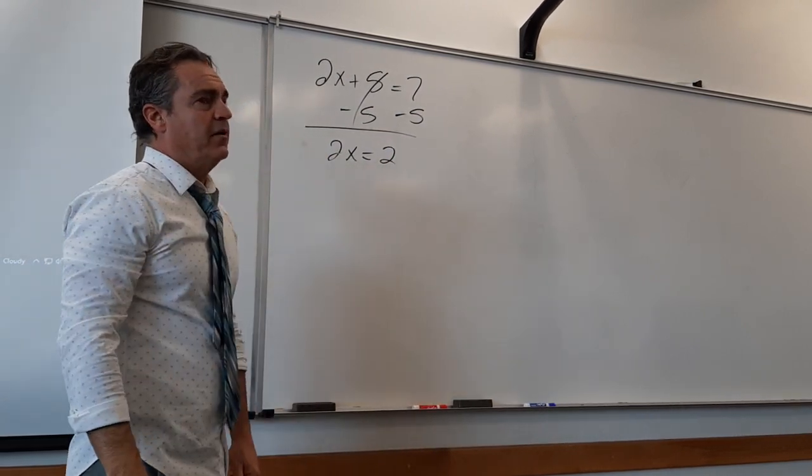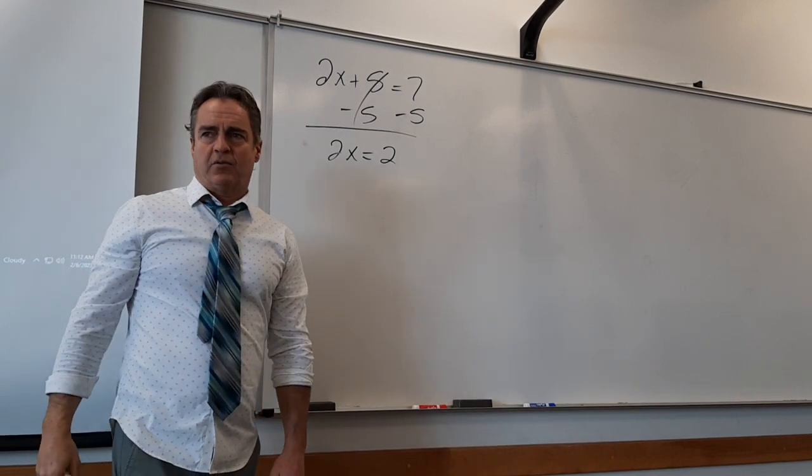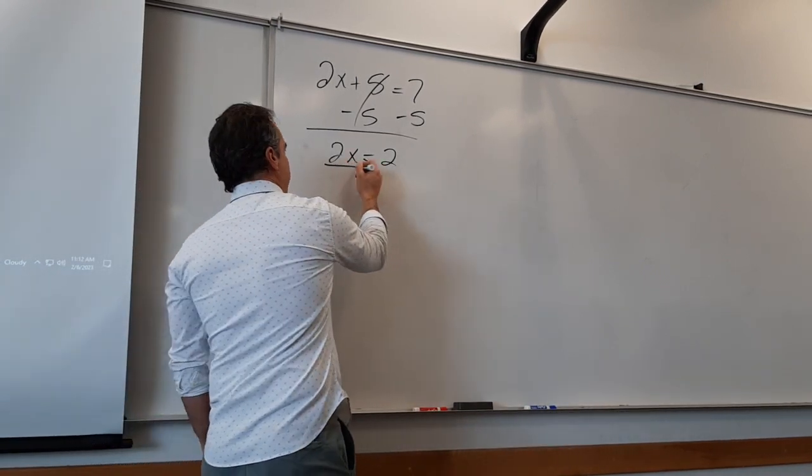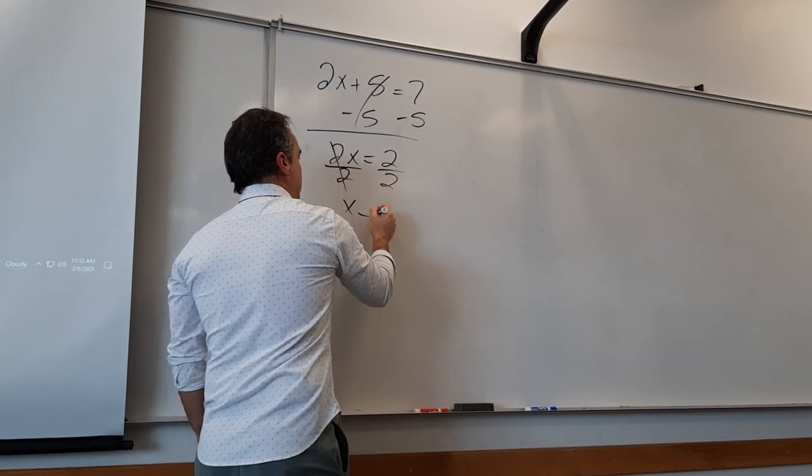It makes life a lot better. Okay? Now who's sharing sides with x? 2. And it's being multiplied, so you're going to divide. So you divide by 2, divide by 2, and x equals 1.